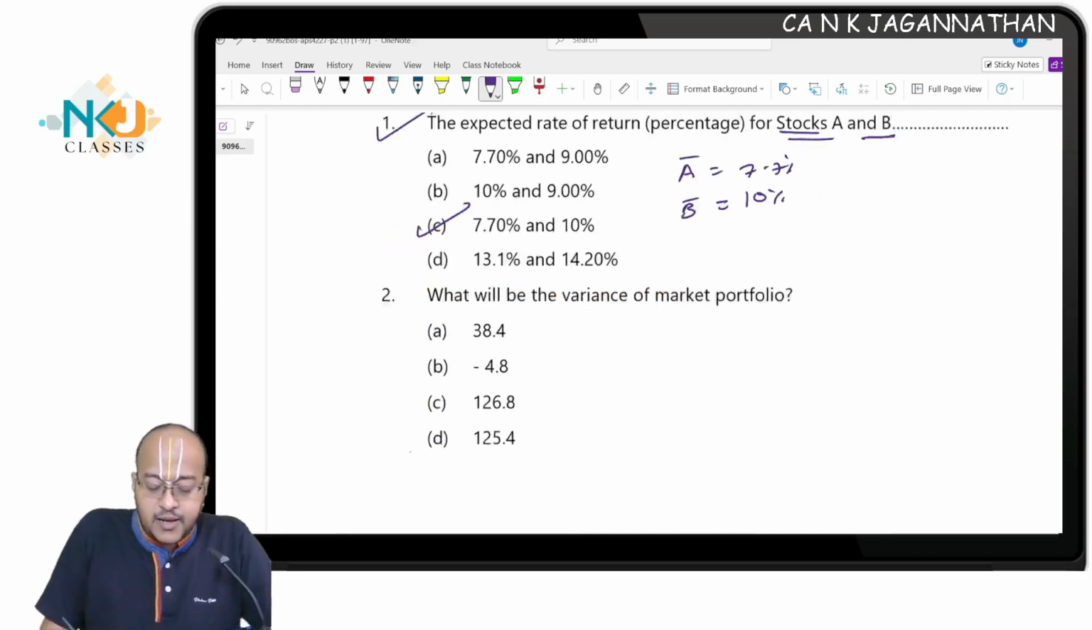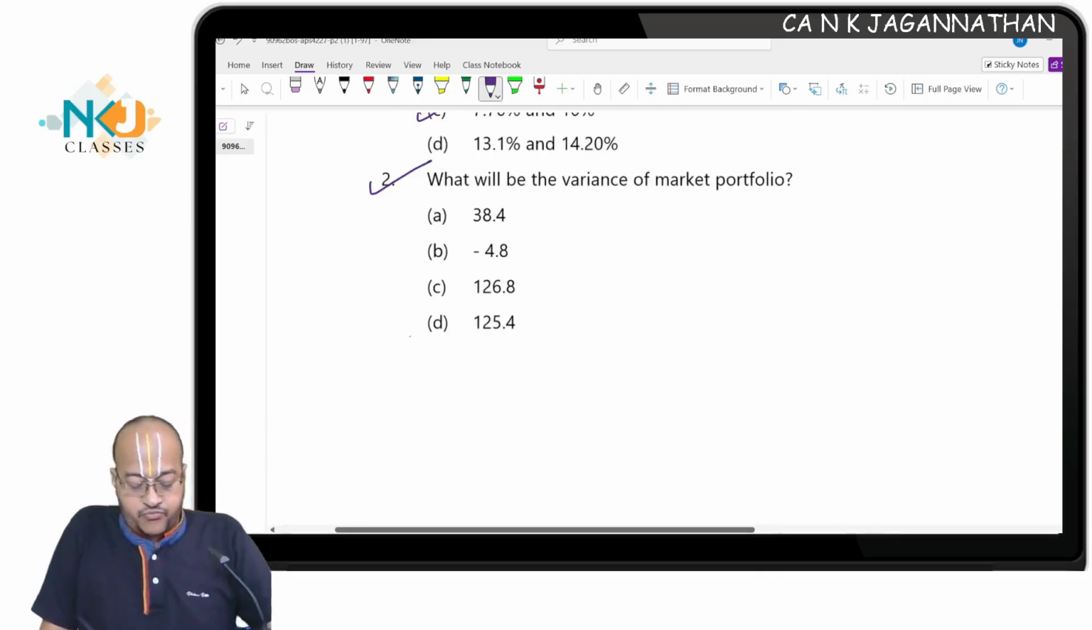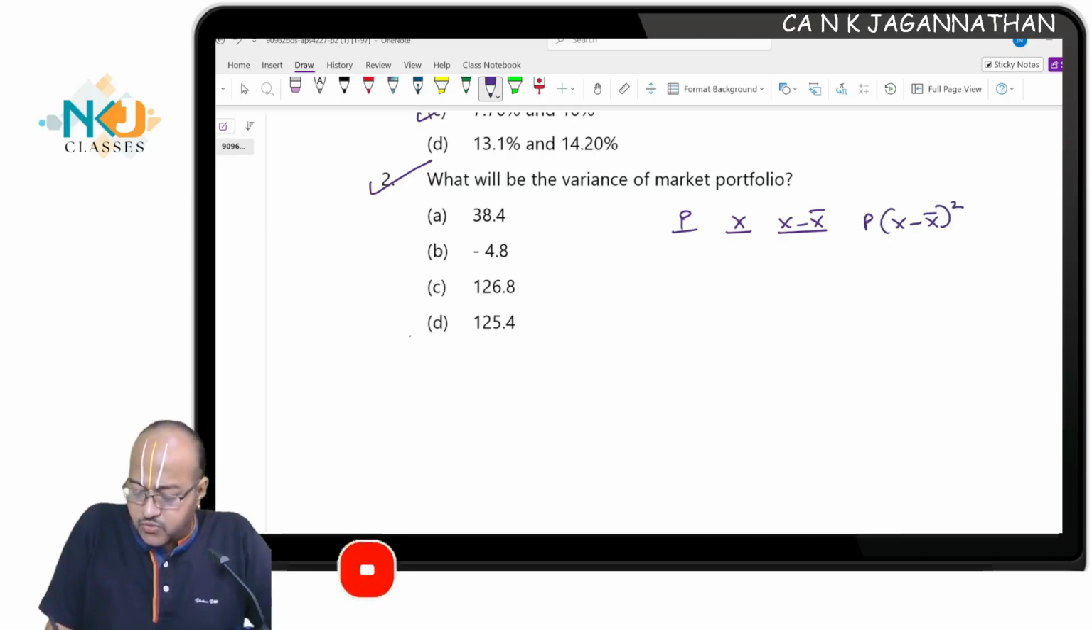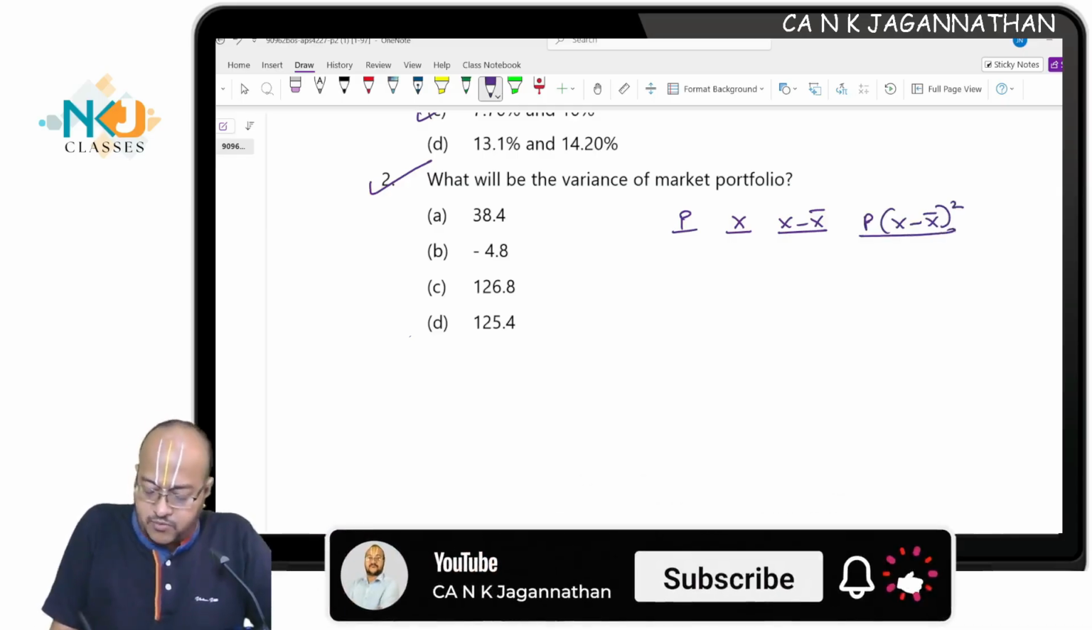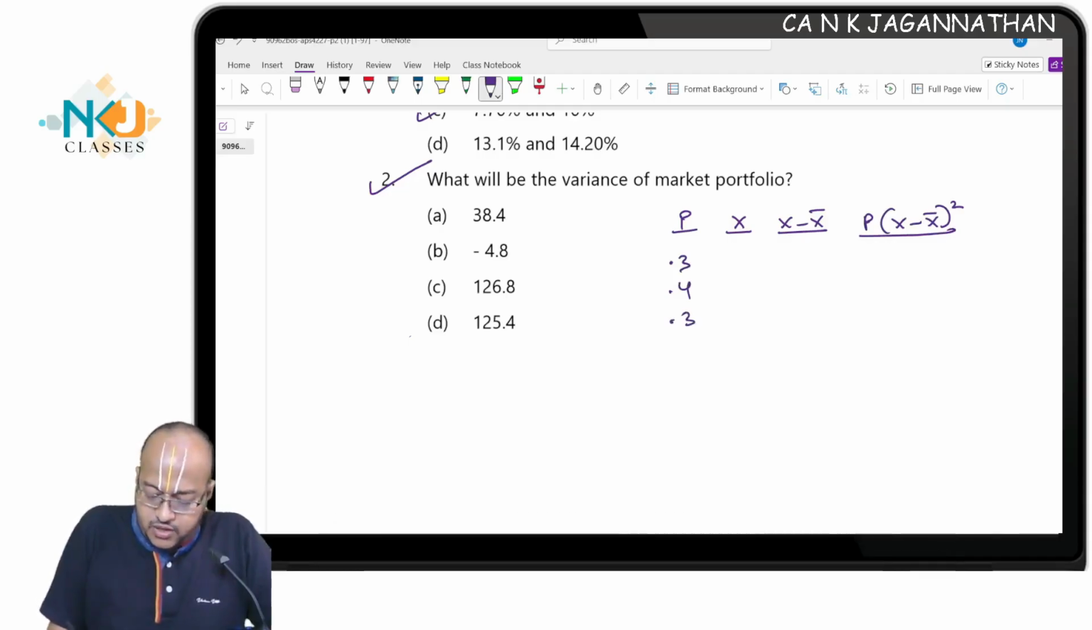Are you all understanding? Next, question number 2. What will be the variance of the market portfolio? The variance of the market portfolio can be found out like this. See, the probability, and you have been given the return, which I call X, then X minus X bar, then you have P into X minus X bar the whole square. Like this you can open up the columns. Probability 0.3, 0.4 and 0.3. X, you have the 3 years of return.